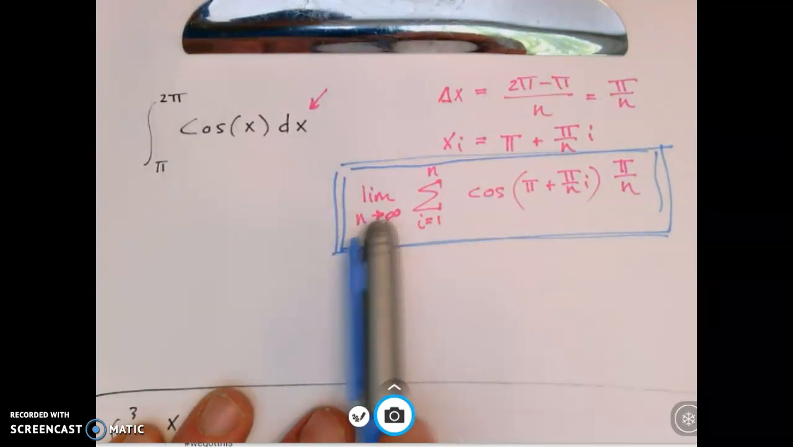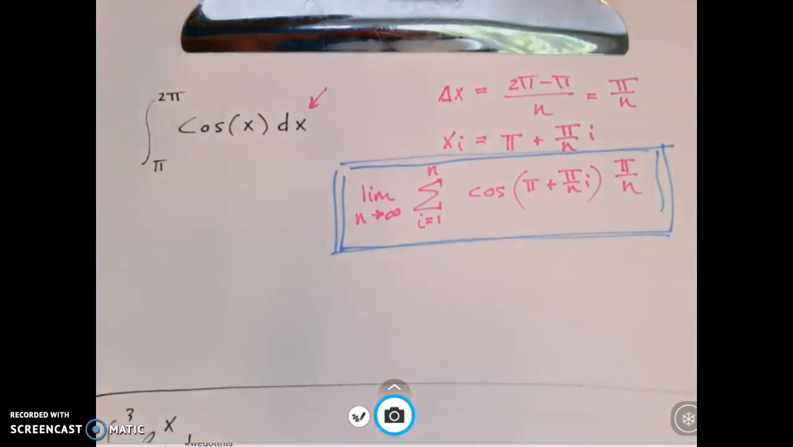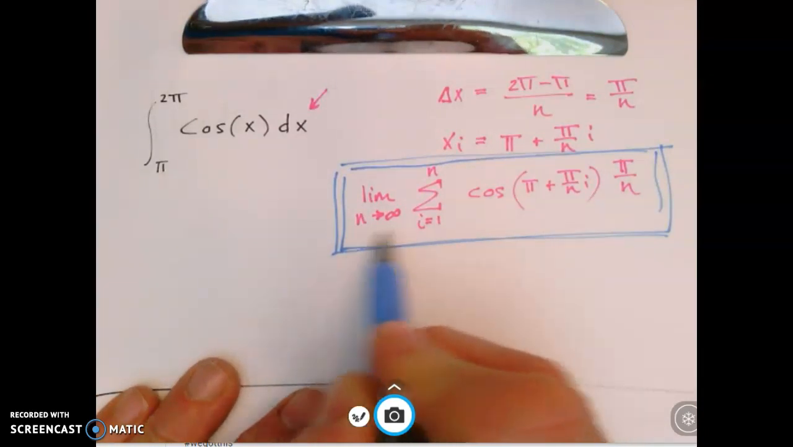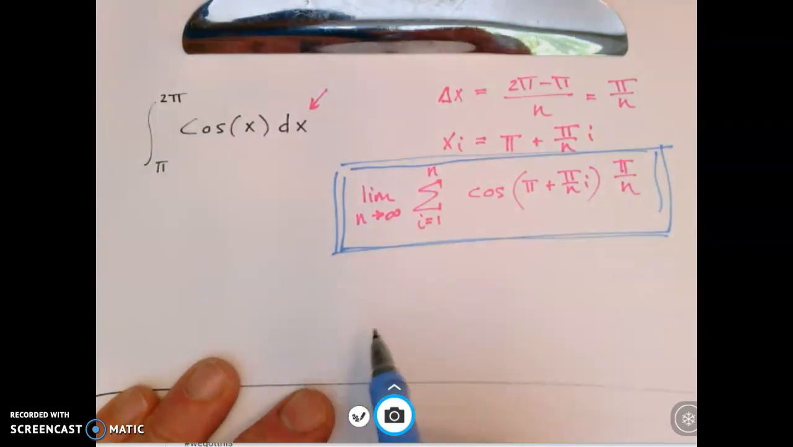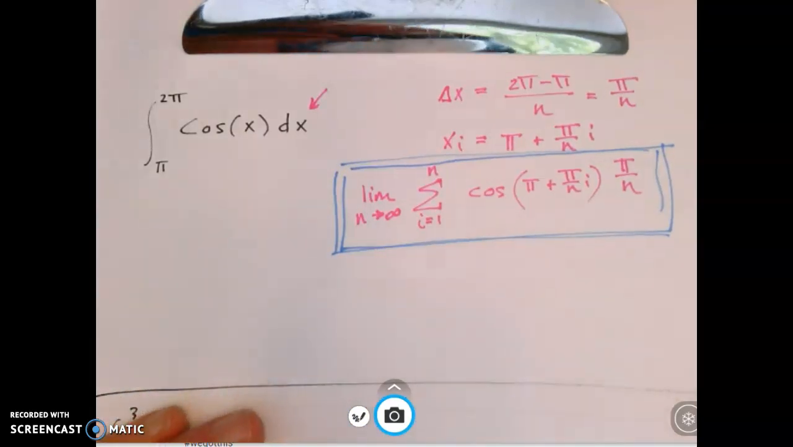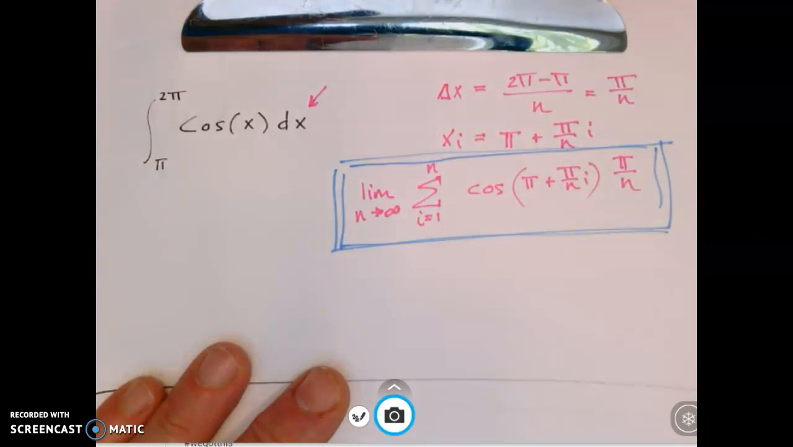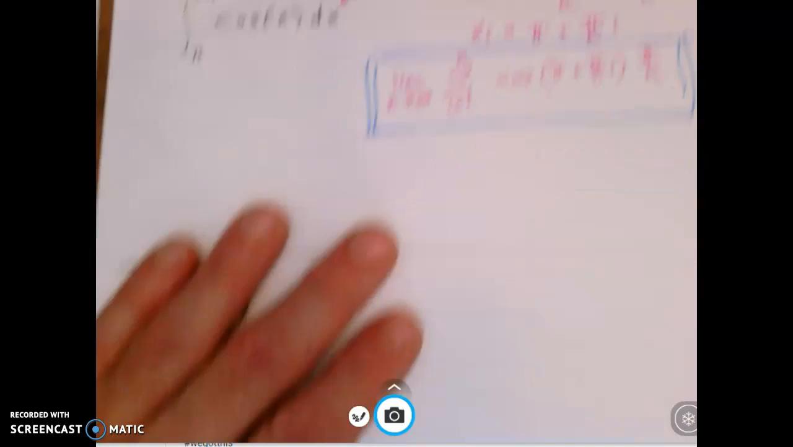We can talk about our delta x approaching 0, like we talked about before. That would be the same thing as the number of rectangles approaching infinity. And if we're talking left hand, we're talking i equals 0. But don't worry about that. I don't even know why I said it, because all we have to worry about is the right hand side. Okay, next one.